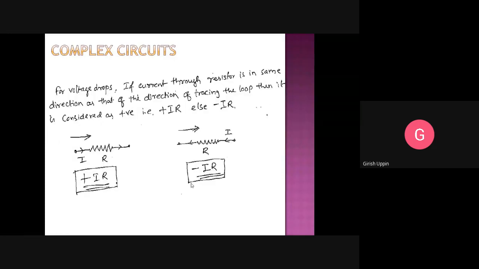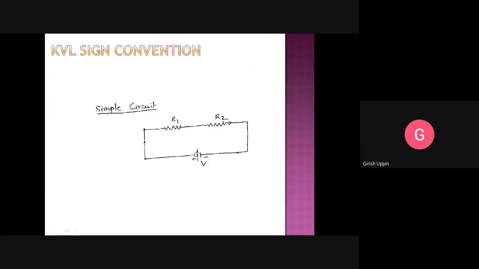Now, voltage drop. This is for the EMF source, and next is the voltage drop. For voltage drops, if the current through the resistor is in the same direction as the direction of tracing of the loop, then it is considered as positive, that is plus IR. Voltage drop is always I into R, V is equal to I into R. So you are going to take that plus IR, otherwise you are going to take it as minus IR. So what is the meaning of that? We'll go back to the simple circuit. Here we know that this is a positive plate. The direction of the current would be like this, right?